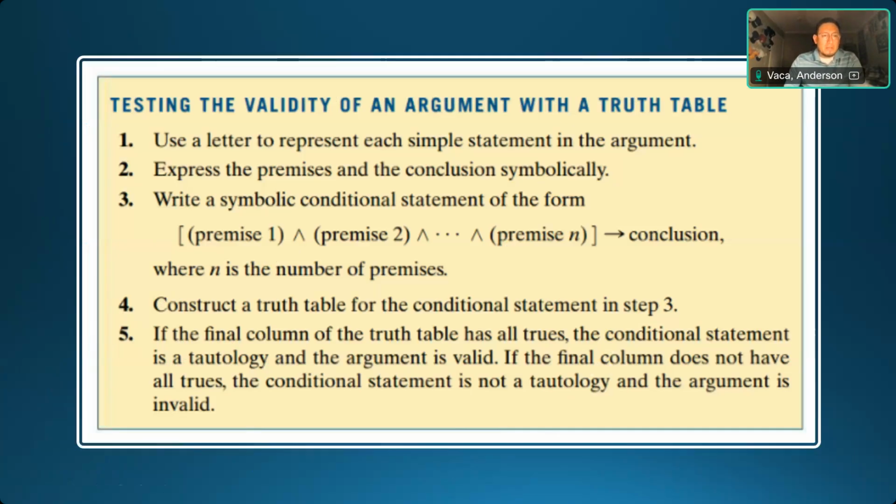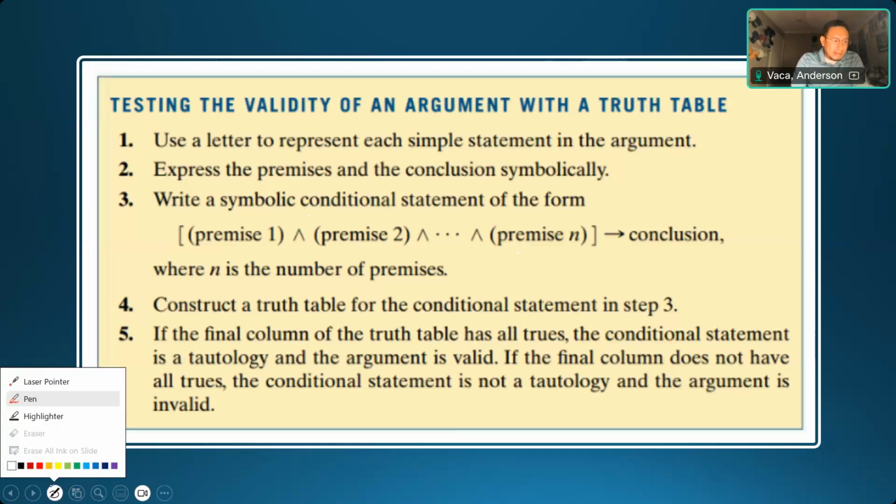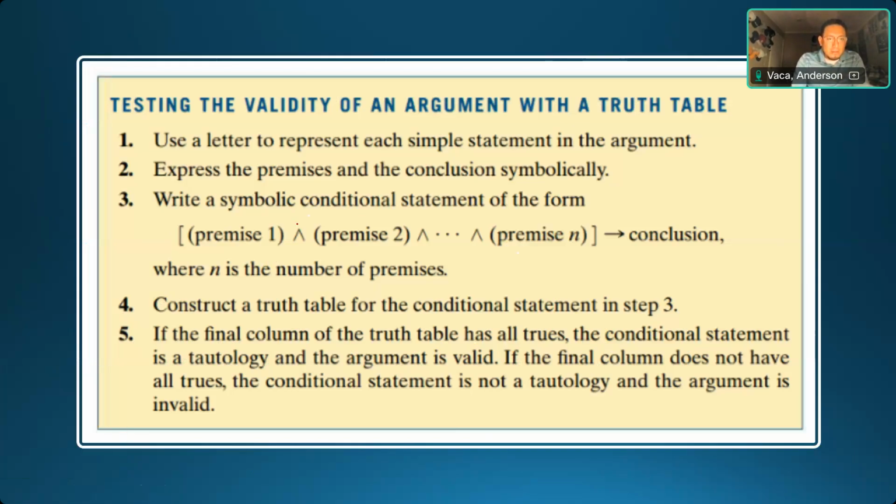One, we're going to use letters to represent each simple statement. Define variables. Express the premises and the conclusion in symbols. We've done things like that. But then part three is kind of interesting because it wants us to put all the premises together using the connective and. Let me try to highlight that using a different color. So what we're going to do is put all the premises together using the connective and. Okay, so that's the first part.